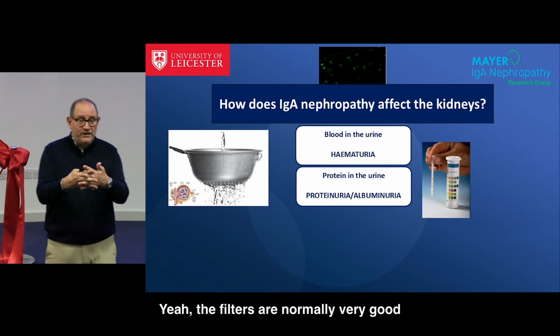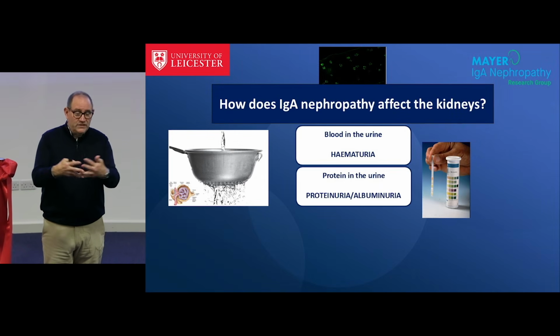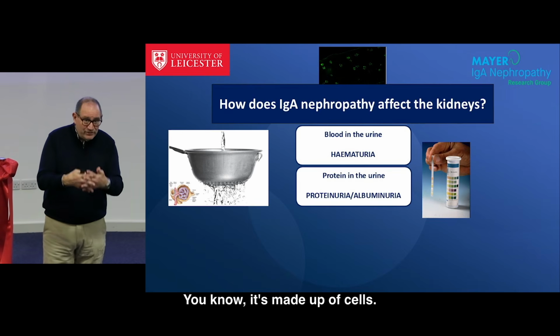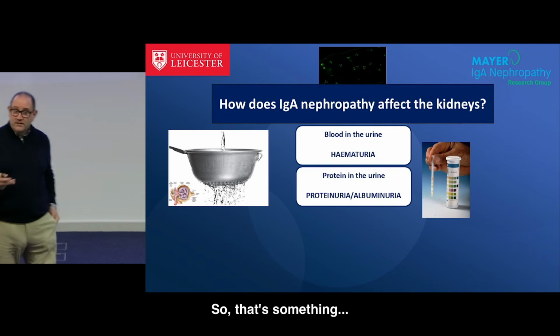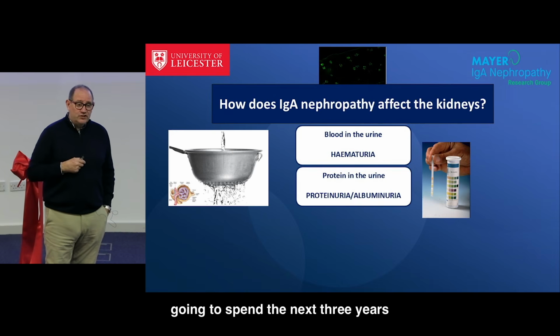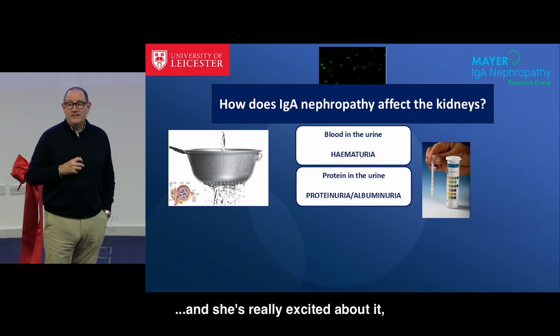Yeah, the filter's normally very good, but they can get bigger and they can get smaller. It's not fixed and rigid, it's made up of cells, and it's made up of things that can move. So that's something we really don't very well understand, but it's something that Ishika's going to spend the next 3 years of her life looking at. And she's really excited about it, aren't you?